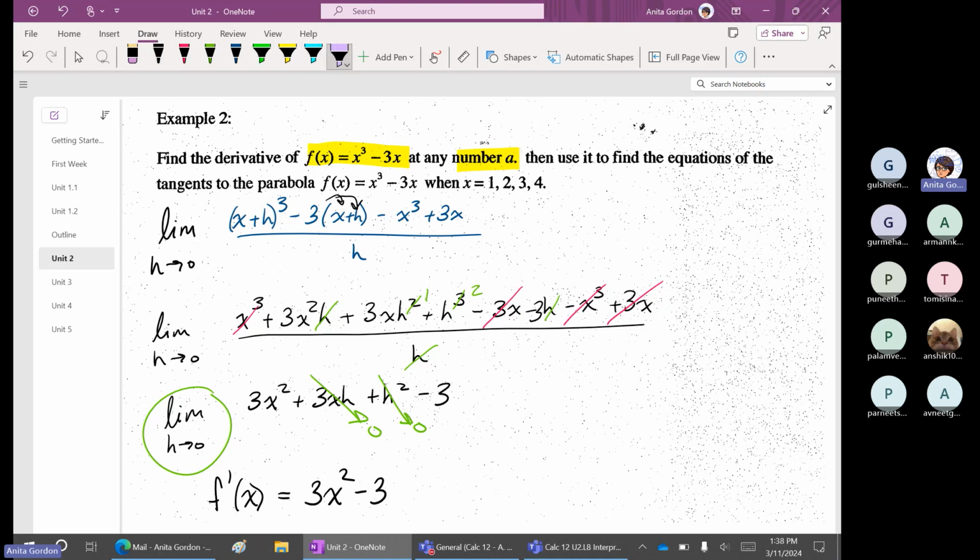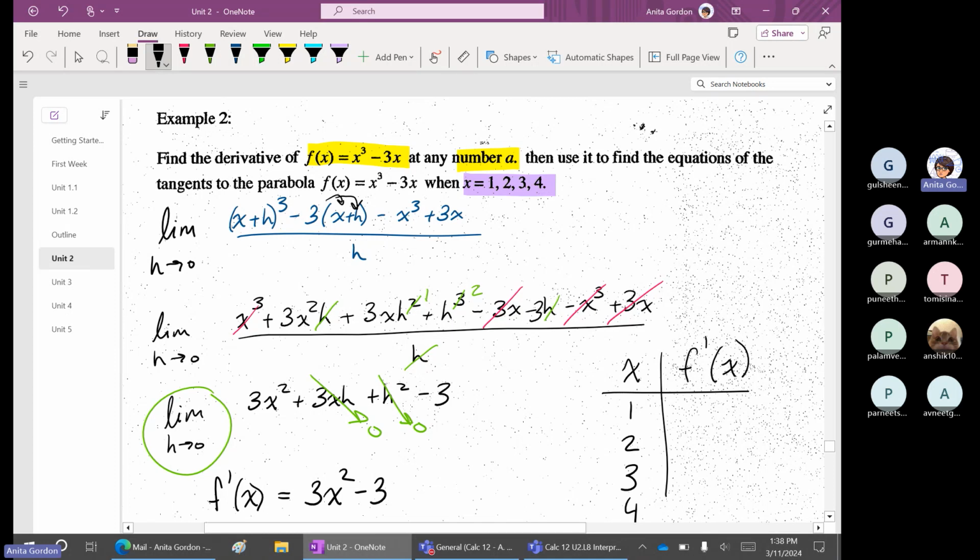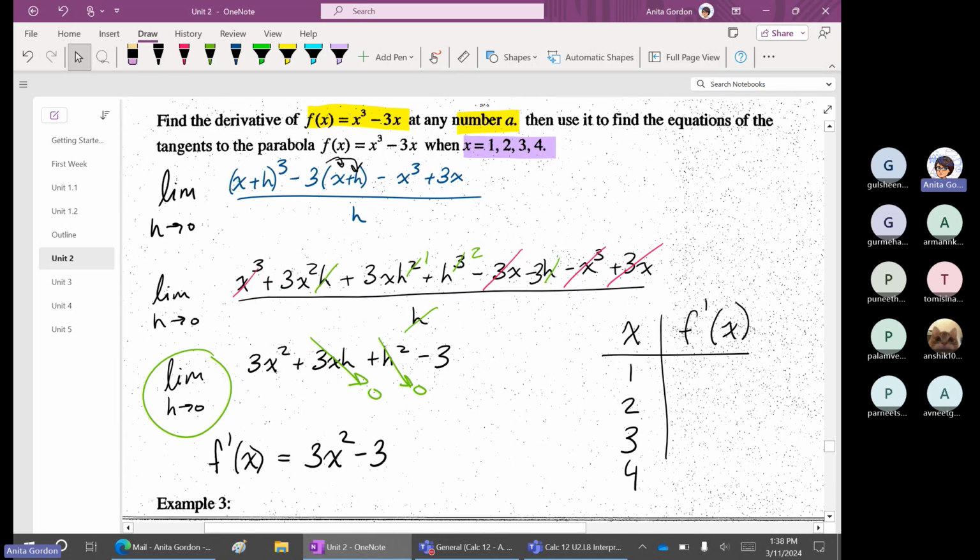Then it says, determine what is the slope of the tangent at these 4 points. Well, now I can just do a quick table of values, x and f prime of x. If x is 1, 2, 3, 4, I can pretty much do this in my head, right? If I put a 1 there, 3 minus 3, that's 0. If I put a 2 there, 2 squared is 4, 12 minus 3 is 9. If I put a 3, what's that? 27 minus 3, that's 24.